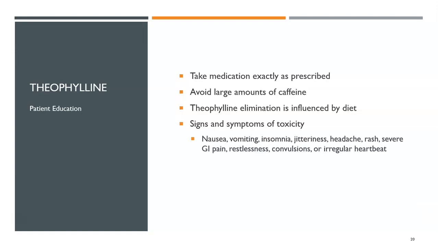Okay. Signs and symptoms: nausea, vomiting, the insomnia, could be jitteriness, a rash, severe stomach pain, convulsions, irregular heartbeat, restlessness. They could have a rash, they could have a headache, not just your minor little headache, but oh my God, this headache, oh my God, I haven't had a headache like this. And they're on theophylline, you need to check for toxicity.